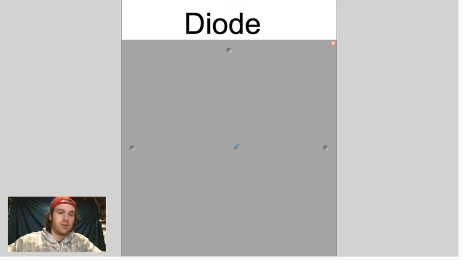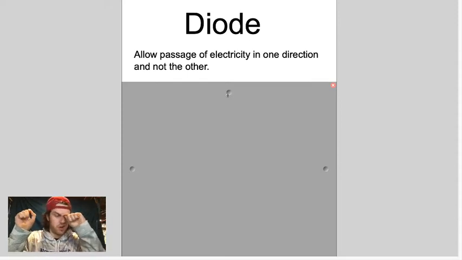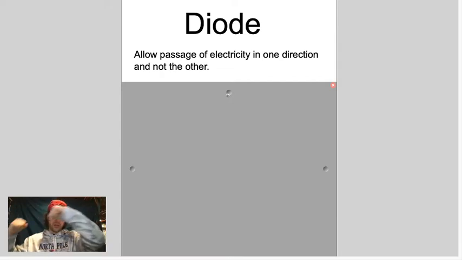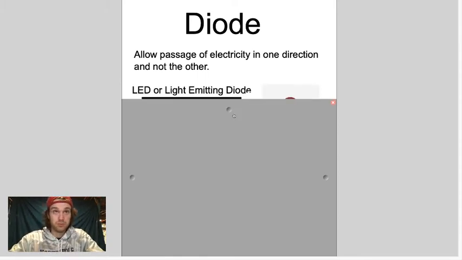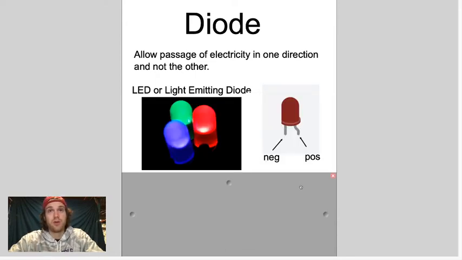A diode. What is a diode in circuitry? It's something in a circuit that only allows electricity to flow one direction. You know, electricity in our walls is alternating current, so a diode will only allow electricity to go one direction and not the other. LED, which we commonly hear, stands for light emitting diode.